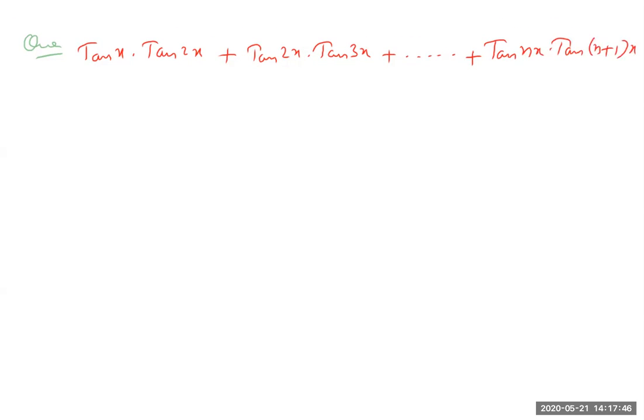So prove that tan x / tan 2x plus tan 2x / tan 3x, plus and so on up to tan nx / tan (n+1)x, is equal to cot x tan (n+1)x minus (n+1).